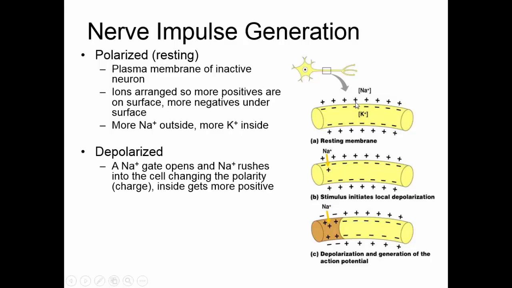When the cell is depolarized, the stimulus causes sodium gates on the cell membrane to open. Because there's very little sodium inside the cell, sodium is naturally going to rush in. And sodium is a charged particle, so as it rushes in, it's going to bring those positive ions to the inside. We're going to leave it more negative on the outside, and we're going to reverse the polarity. We're going to make it more positive on the inside, more negative on the outside.